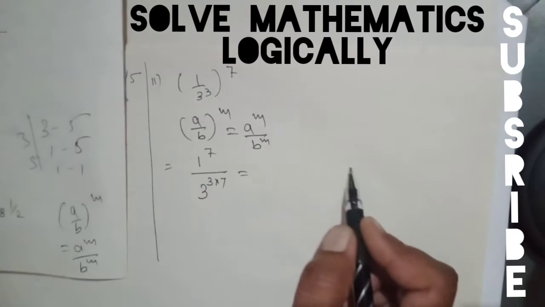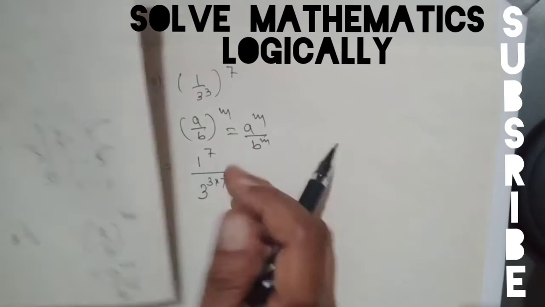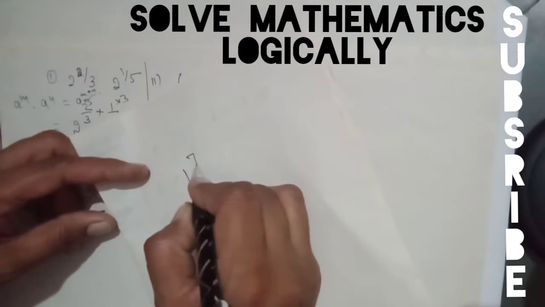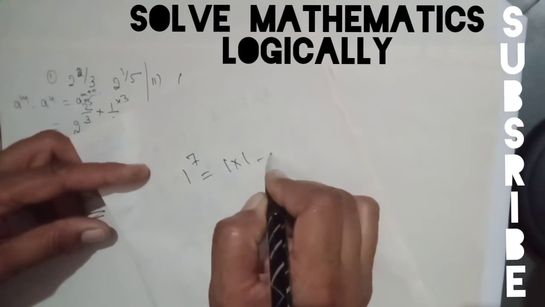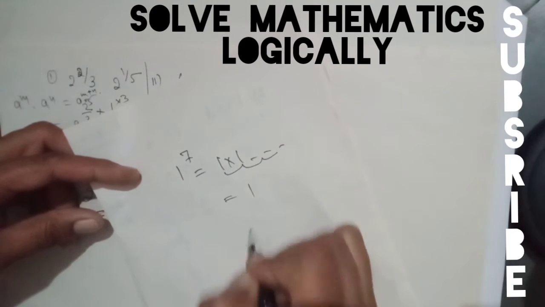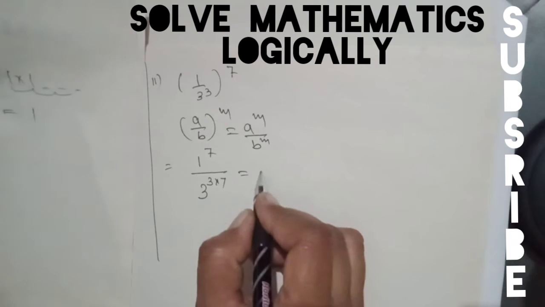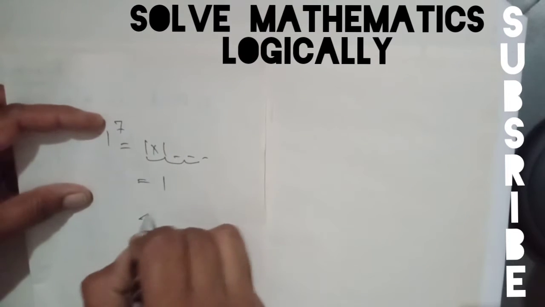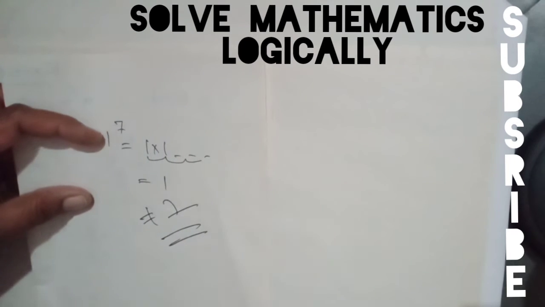1 raised to 7 is not 7, children. 1 raised to 7 means what? 1 is repeated how many times? 7 times. So if you multiply 1 into 1, 1 into 1, you're going to get 1 only. So be careful with this one. Don't write that this is equal to 7.